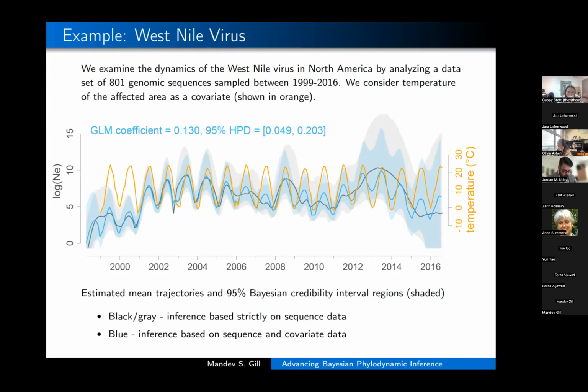So what we see is that including the covariate in the model impacts the estimate of the effective population size to more closely reflect covariate trends and be more precise while still being compatible with what we infer strictly from the sequence data. What I mean by that is that the blue region inferred using covariate data as well as sequence data is almost entirely contained within the gray Bayesian credibility interval region, which was inferred only from the sequence data.